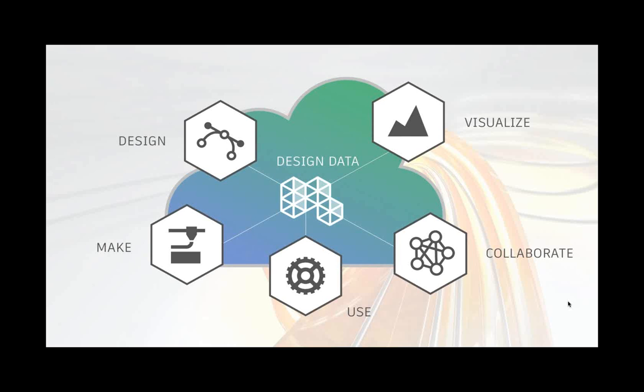We say that we work with design data, and the new slogan is that we can make anything and any way you like it. We integrate these different aspects of working with design data, so you have a design phase, a making phase, a use phase, a lot of collaboration across all of these phases, and a lot of visualization also across all of these phases. And these different aspects of working with design data are all tied together. That's our goal. Revit is one important part of that.